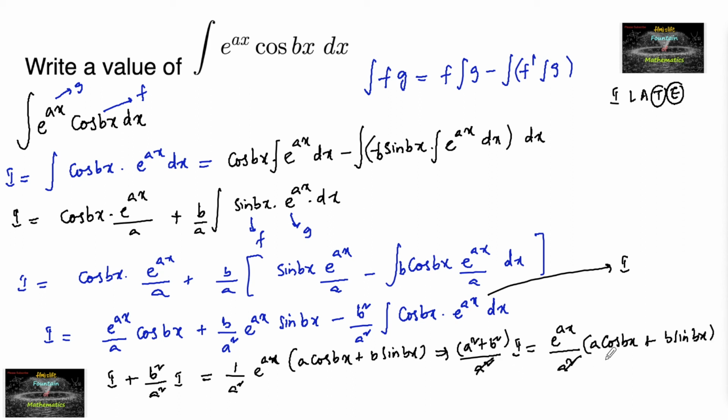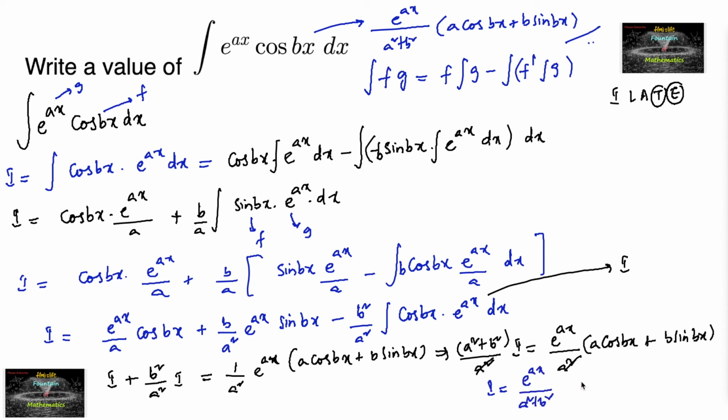so a square and a square get cancelled, and we can write our integral I is equal to, let me write here, the answer: the integral is equal to e to the power of ax upon a square plus b square of a cos bx plus b sin bx. This is the answer. Or here let me write I is equal to e to the power of ax upon a square plus b square of a cos bx plus b sin bx.